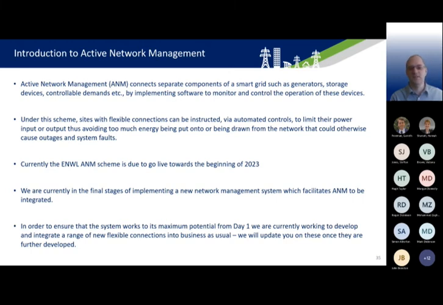So the active network management system is just a piece of software that we're putting in place, which will allow us to connect with elements of the smart grid, such as generators, storage, controllable demand, and other DER. It helps with our control systems in terms of speeding up decision making, and allows us to automate a lot more of that decision making, which hopefully should make it easier to connect more people to the network and facilitate the green transition.